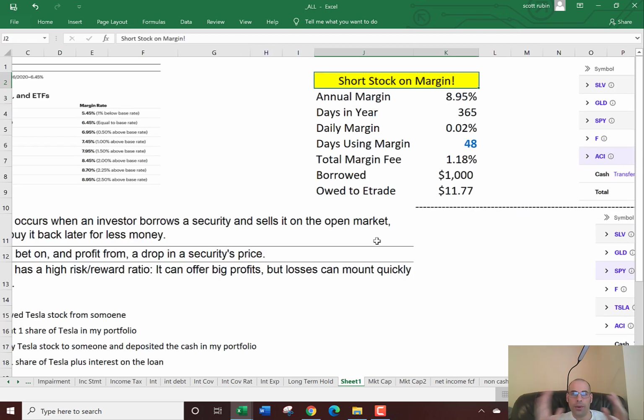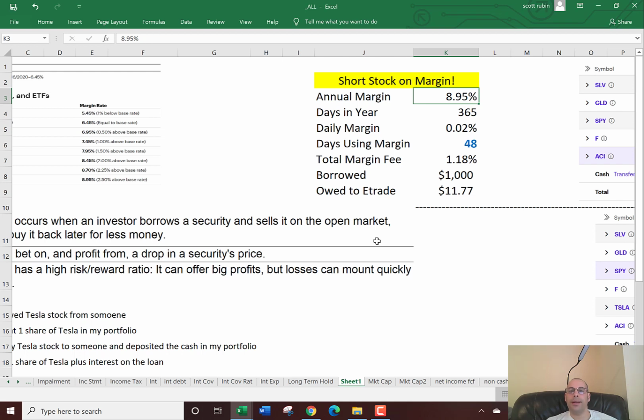To add more confusion to the whole situation, you have to use margin during this whole process. When you short a stock, you have to do it on margin, which means you have to take a loan from your broker. So in this situation, I had to actually borrow money from E-Trade. I'm just using $1,000 to keep everything simple. I know Tesla stock is a little more than $1,000. So I had to actually borrow $1,000 from E-Trade and pay interest on that borrowing. If I kept the stock for, for instance, 48 days, I would have to pay $11 in fees to E-Trade for borrowing that money.